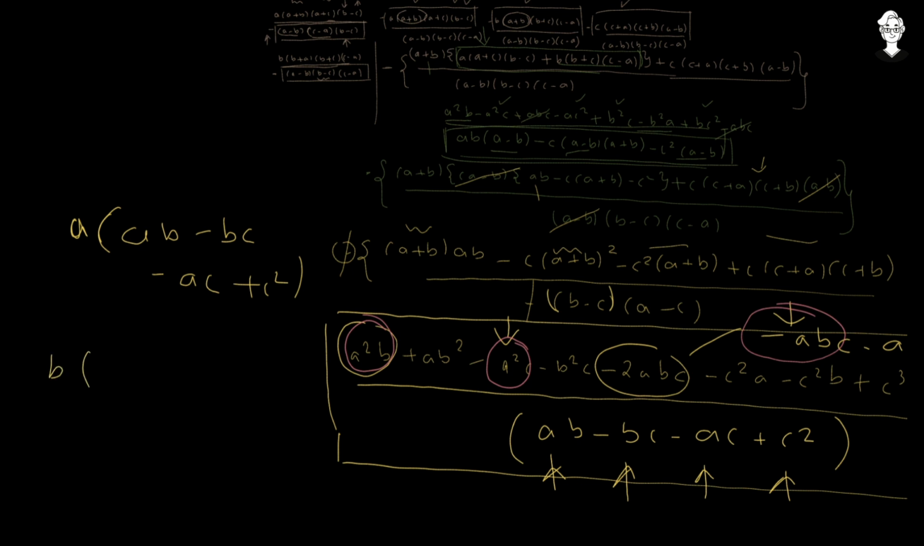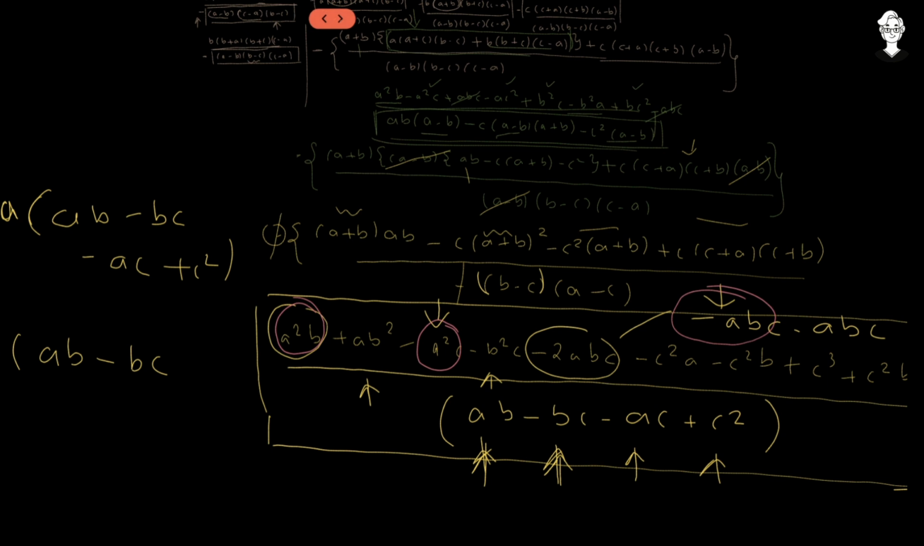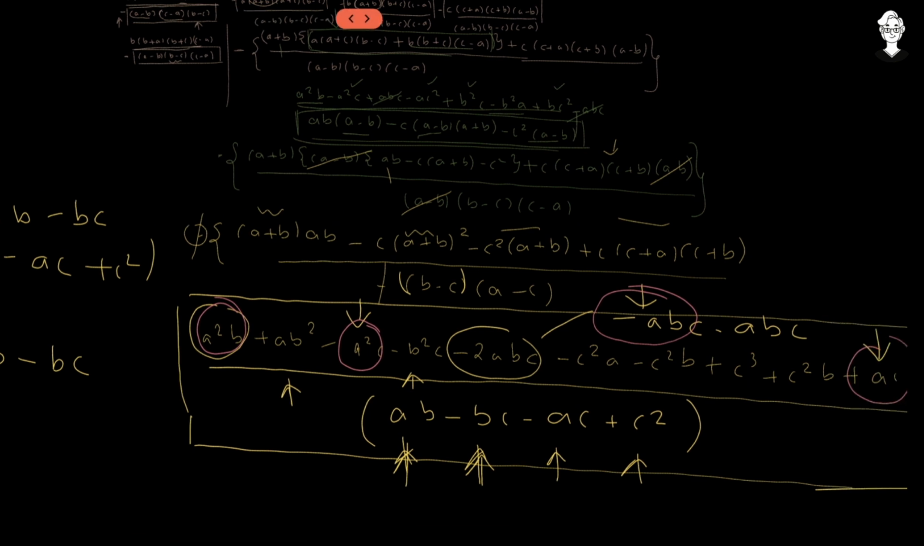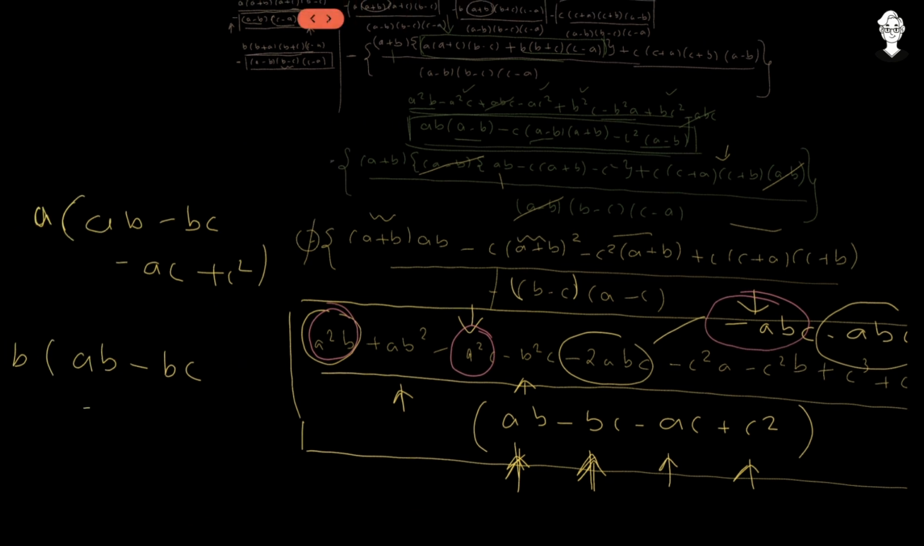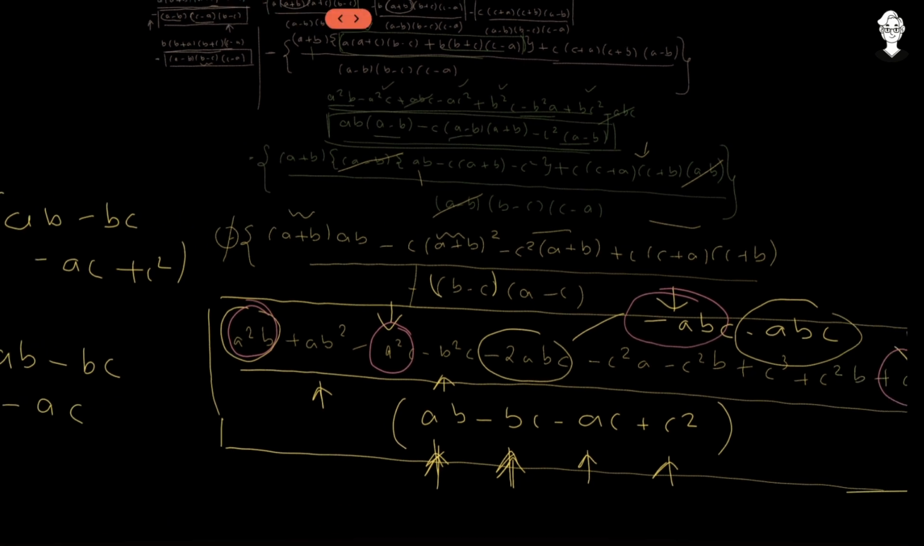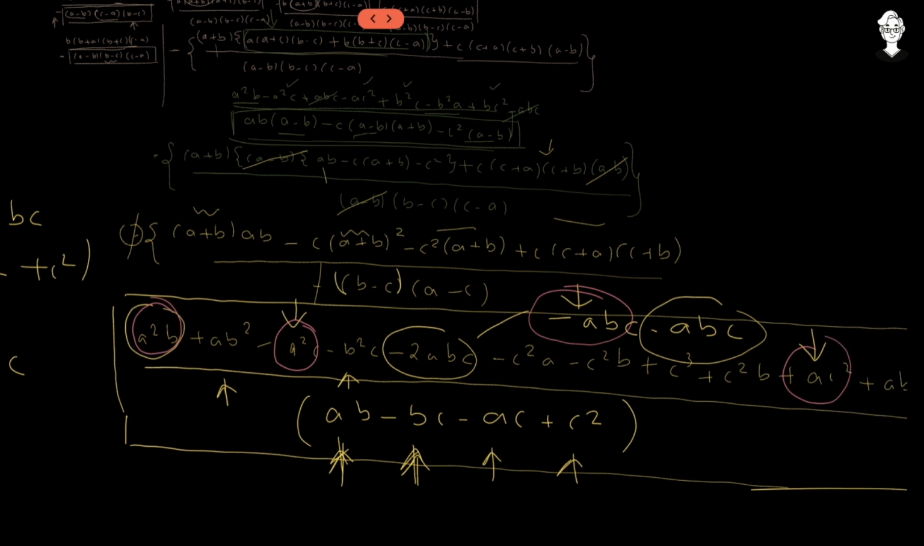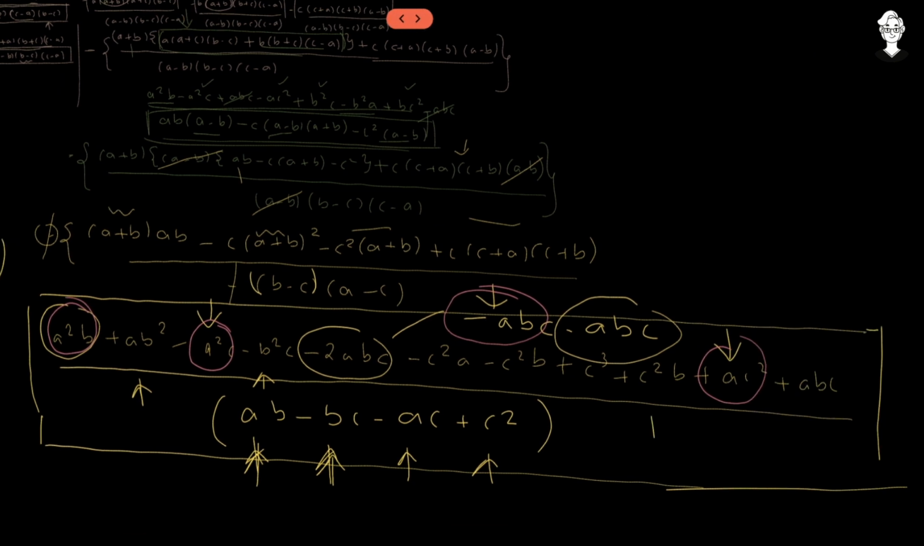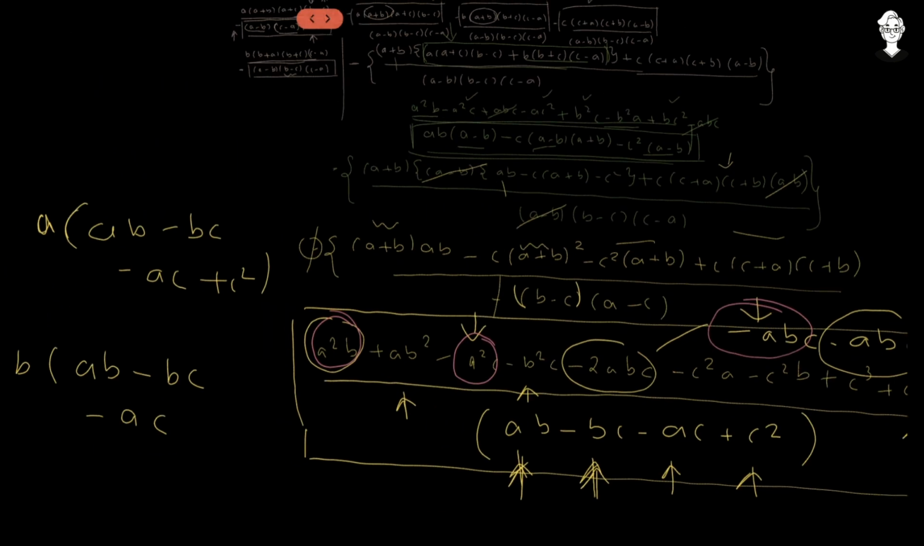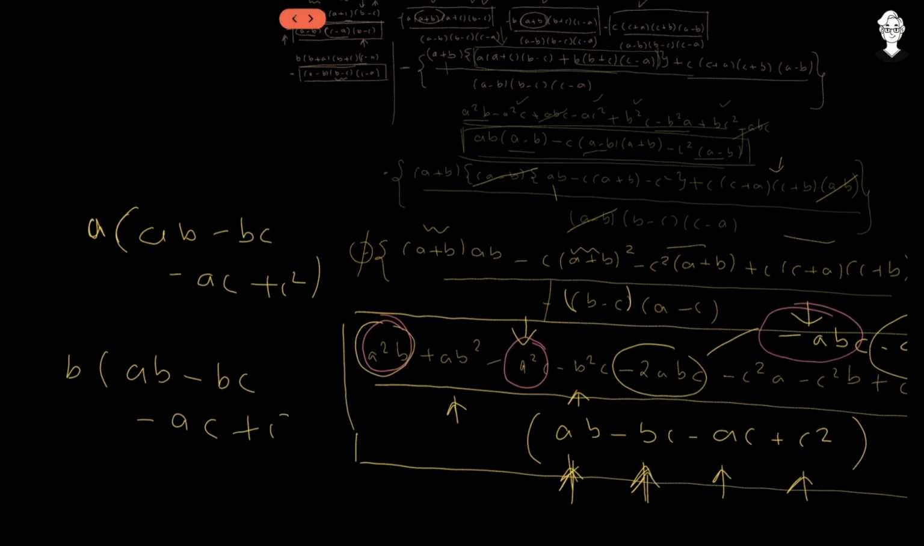So b multiplied with, now from this term if I am taking b common, so ab inside the bracket, the first term is okay. Now the second term we required is negative bc. So from this term if I take b common, so I will get negative bc. Now next term I required is ac. So from this particular term that is over here, negative abc, if I am taking b common, so I will get negative ac. And finally we required plus c square. So any term like this, yes, this particular term is c square b. So if I am taking b common, inside the bracket c square.